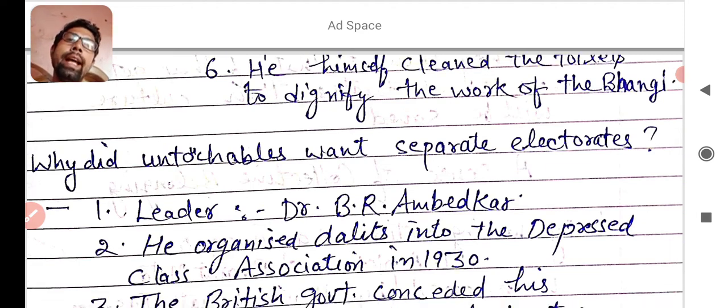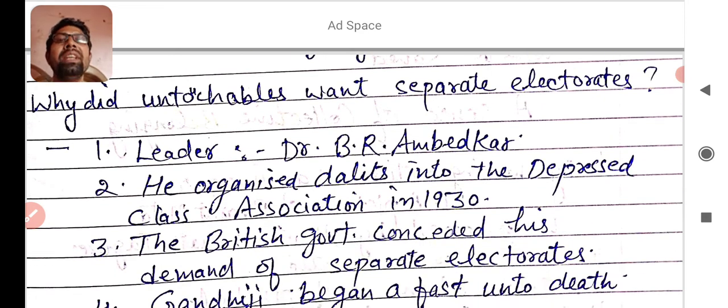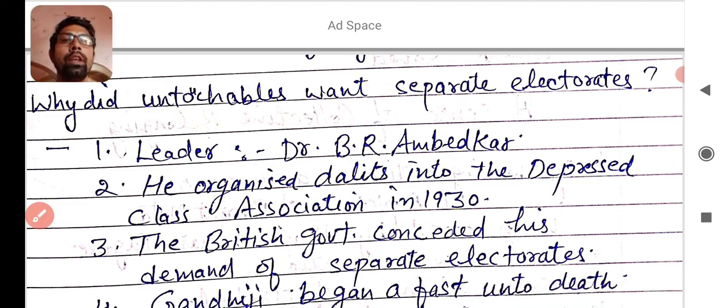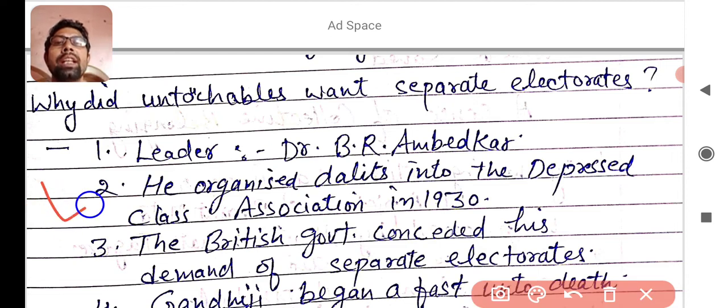Now you will learn that their leader was Dr. B.R. Ambedkar. It will be an objective type question in your exam. Who was the leader of the untouchables or Dalits during the civil disobedience movement? And you will write that Dr. B.R. Ambedkar, Dr. Bhimrao Ambedkar. He organized Dalits into the Depressed Class Association in 1930. It will be another objective type question.